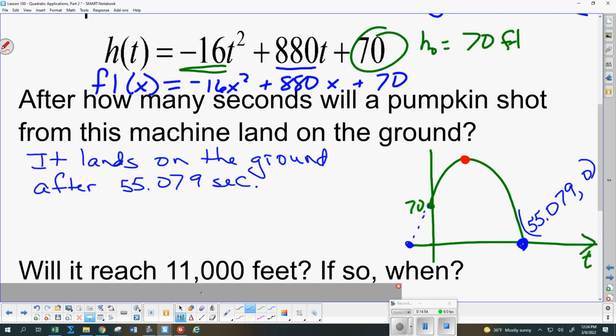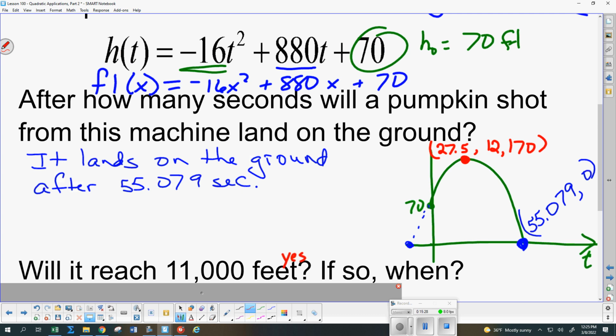So has everybody found the coordinates of the max? Menu analyze graph max? Ethan, you look busy writing. Did you get those coordinates? What'd you get? So is that higher than 11,000? So yes, it reaches, but that doesn't tell me when. Yesenia, did you have an idea of how we can find when?